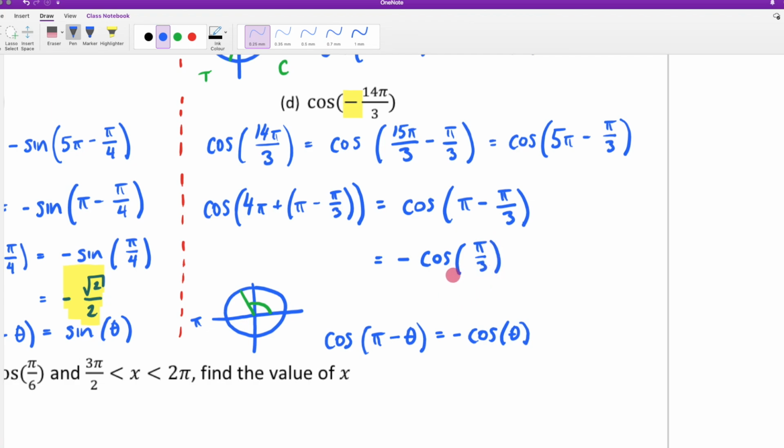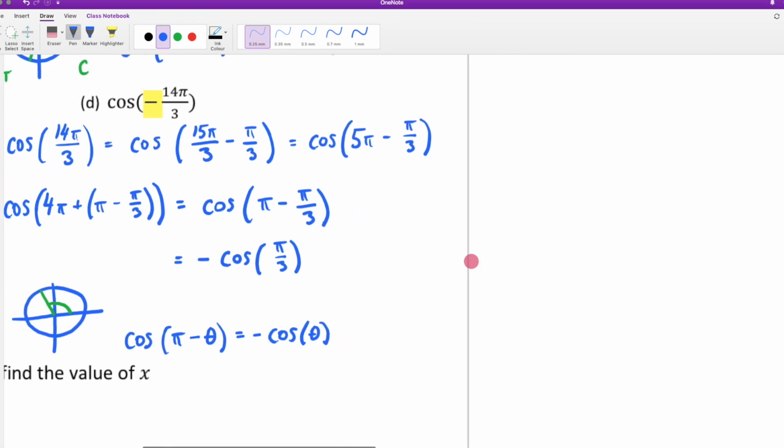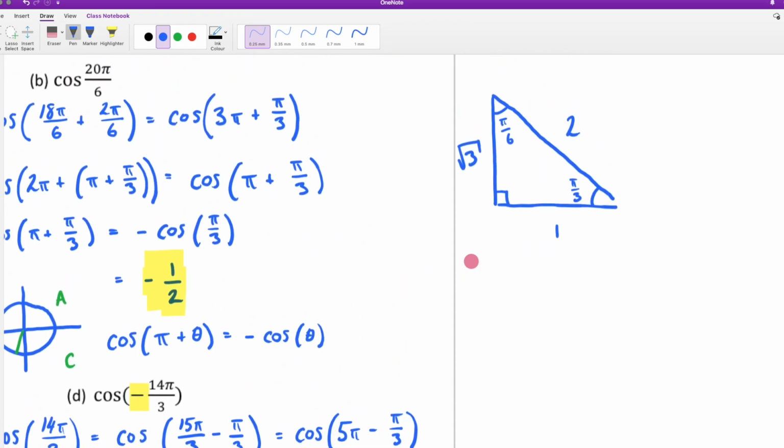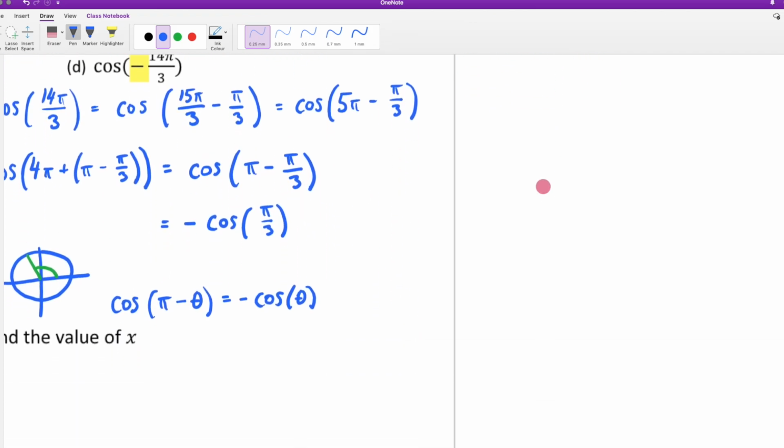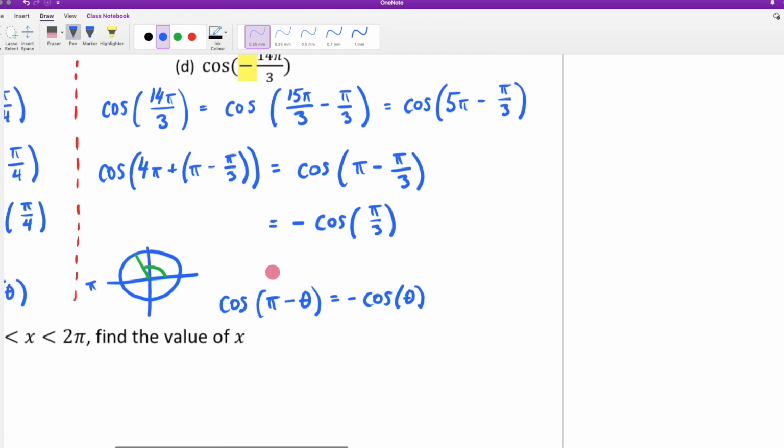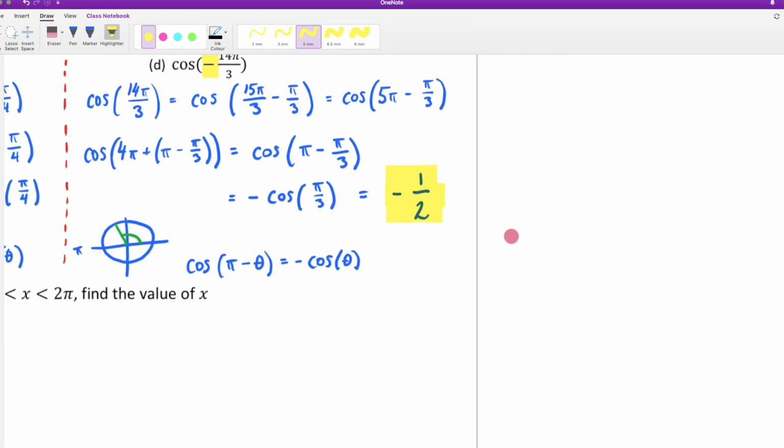And again, if you're struggling to figure out what cos of pi over 3 is, you could refer to your special triangle. So we can come up here. I could go cos of pi on 3. Cos is adjacent over hypotenuse. So it's going to be adjacent over hypotenuse, 1 over 2. So I'm going to write that this is equal to 1 over 2. And don't forget your negative, it's going to be that. So those are going to be your answers for question 4.